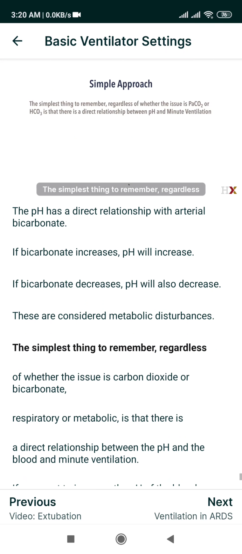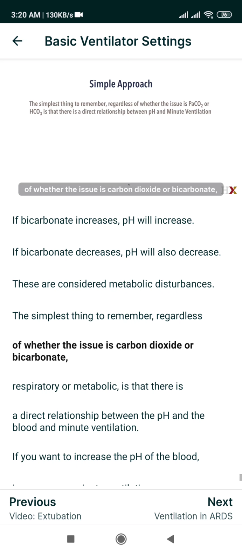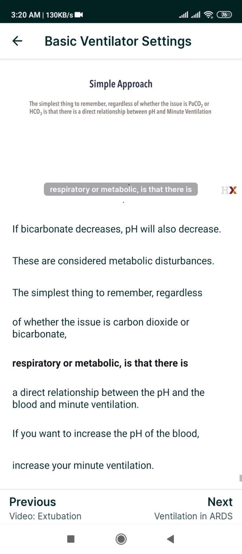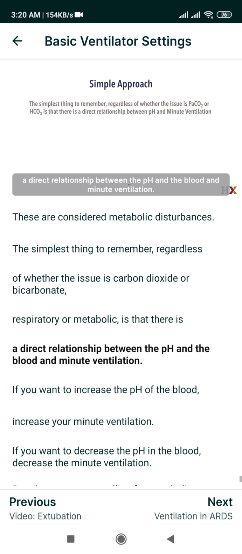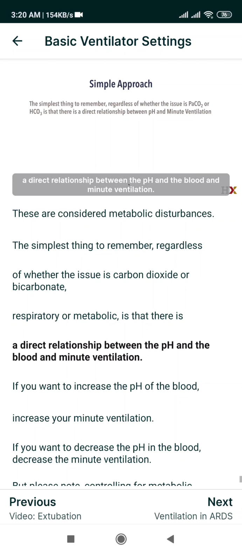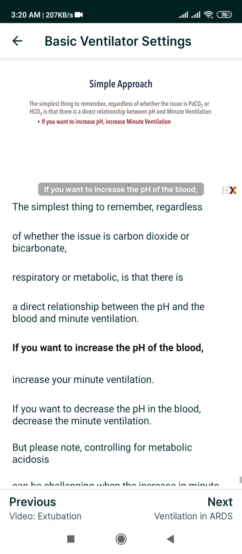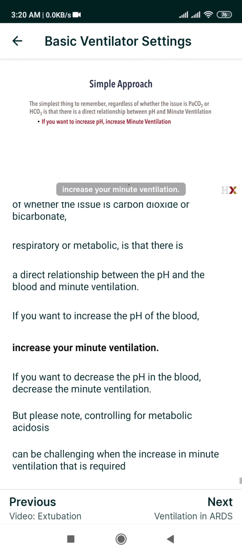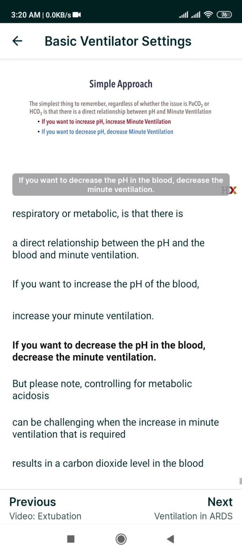The simplest thing to remember, regardless of whether the issue is carbon dioxide or bicarbonate, or respiratory or metabolic, is that there is a direct relationship between the pH in the blood and minute ventilation. If you want to increase the pH of the blood, increase your minute ventilation. If you want to decrease the pH in the blood, decrease the minute ventilation.